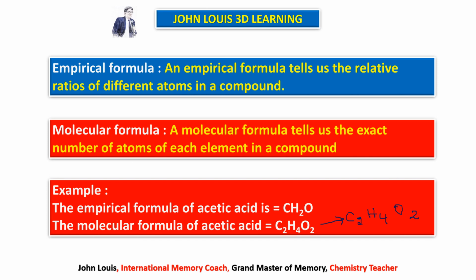of acetic acid. But if you find the ratio of these numbers, carbon 2, hydrogen 4, oxygen 2, this is 1, 2, 1. That is the empirical formula, that is C1H2O1. So 1 we need not write. That is why we have given this formula, CH2O. Therefore, from this what we understand is what the molecular formula tells us.